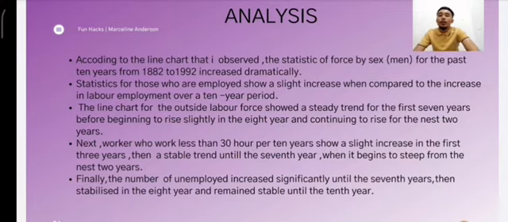Third, the line chart for the outside labor force shows a steady trend for the first 7 years before beginning to rise slightly in the 8th year and continuing to rise for the next 2 years. Fourth, workers who work less than 30 hours per week over 10 years show a slight increase in the first 3 years, then a stable trend until the 7th year when it began to drop for the next 2 years.